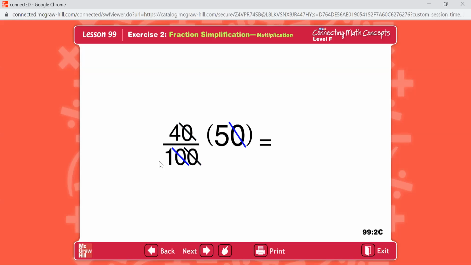So our new equation is 4 times 5. Those are the only two numbers left over. 4 times 5 equals 20. Remember, first you cross out all the zeros you can cross out, then you multiply.